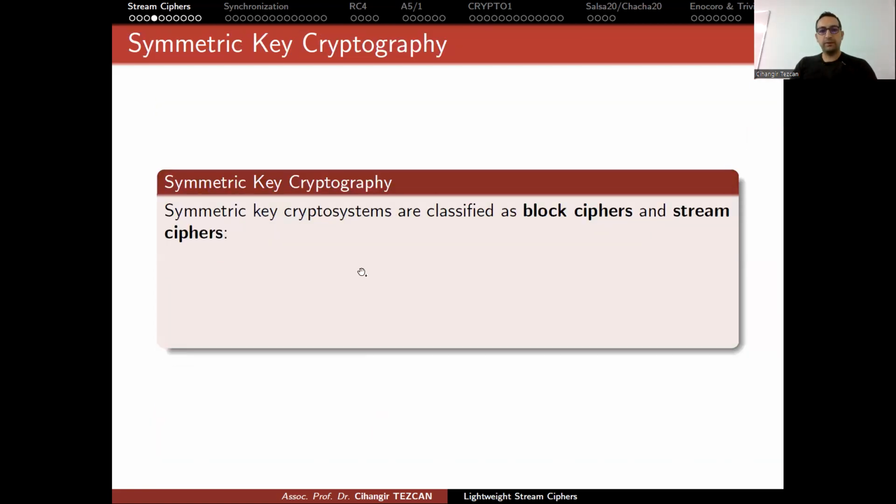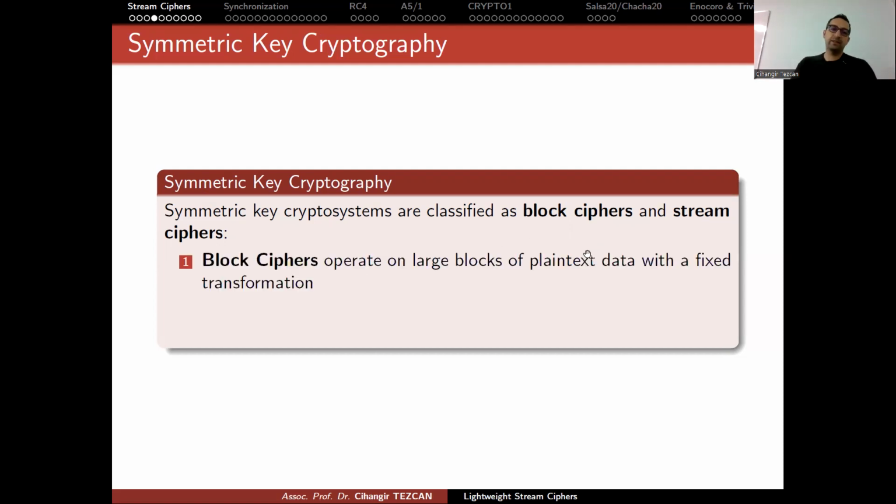So recall that we categorize symmetric key encryption algorithms as block ciphers and stream ciphers. There is a misunderstanding in the definitions, because since the name is block cipher, people know this. Block ciphers operate on large blocks of plaintext data with a fixed transformation. This block size can be 64 bits, 128 bits, and so on. But since they work on blocks, people define stream ciphers as follows. Stream ciphers work on bits. This is a very wrong definition.